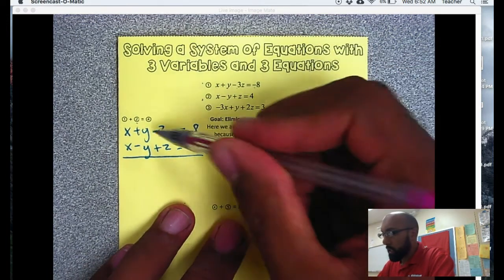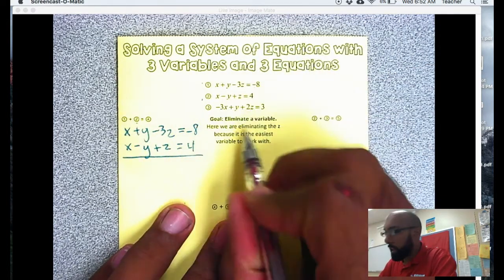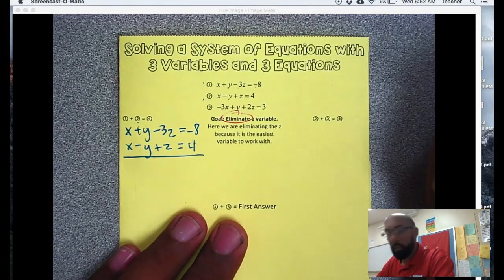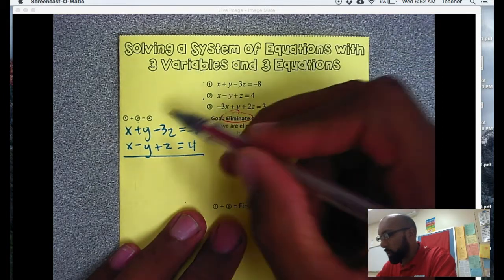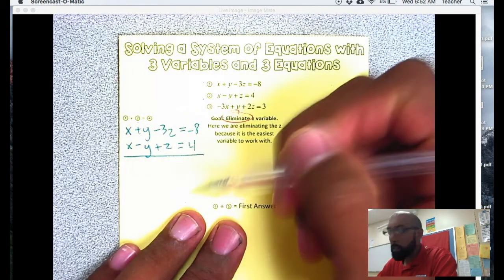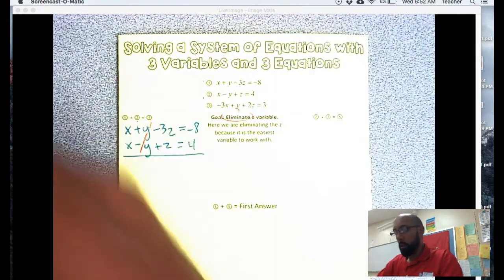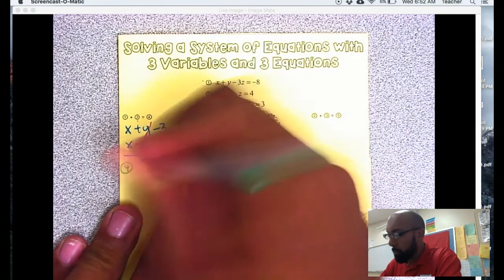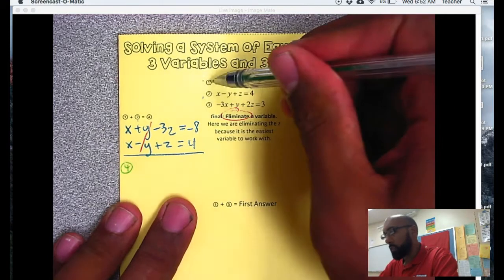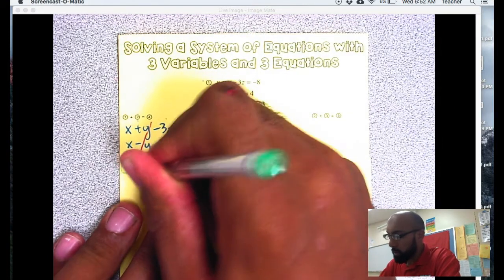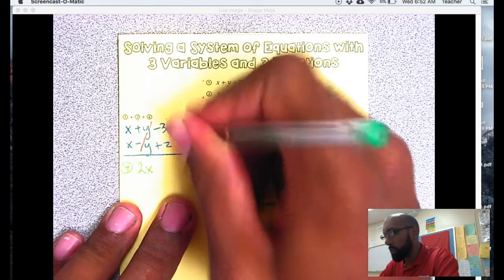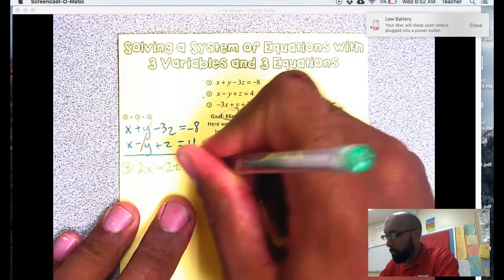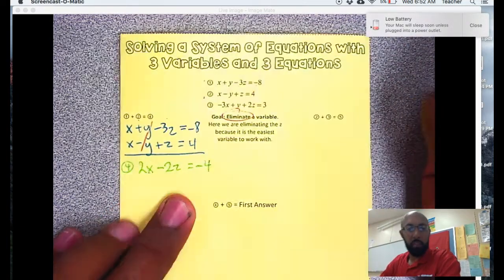I wrote one on top of the other because we're using the process of elimination to solve one variable at a time. I notice that the y's are already opposite, so I can cancel them out. Now I have a new equation, after eliminating my first variable. This is equation 4, because we already have 1, 2, and 3. I get 2x, from x plus x, and negative 3z plus z, that's minus 2z, equals negative 8 plus 4, which is negative 4. So that's my new equation, number 4.